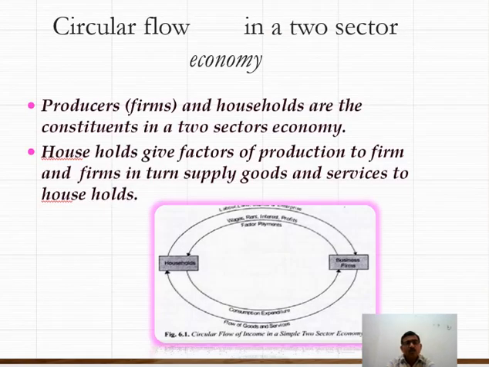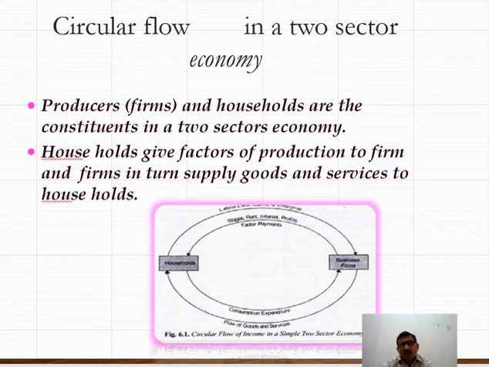Next concept is circular flow of income in a two-sector economy. Basically, circular flow of income means the flow of income, goods and services in the different sectors of an economy. There are basically four sectors in an economy: producing sector, household sector, government sector, and rest of the world sector. Now I am starting circular flow of income in a two-sector economy. For the sake of simplicity, it is only assumed that there are two sectors, that is the producer sector and the household sector.